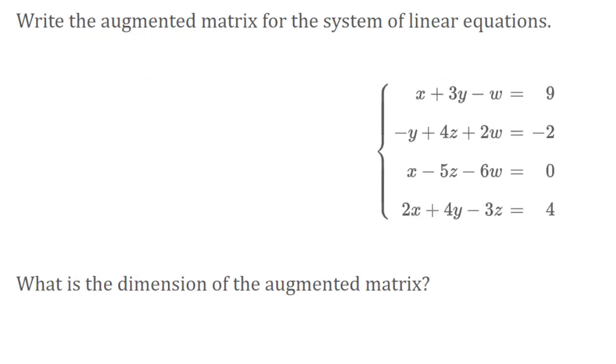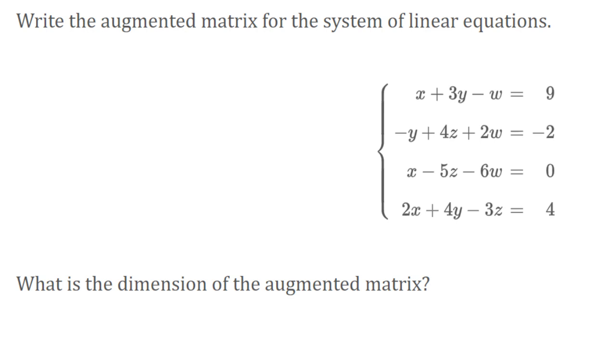So let's do it again. Write the augmented matrix of the system of linear equations. So we have a linear system, and we want to convert it into its augmented matrix form, and then we have a second part. We want to know the dimensions of that augmented matrix. So again, I'm only going to be grabbing the coefficients of my variables. Again, the equal will be represented by a line. So I see that I have 1, 2, 3, 4 equations.